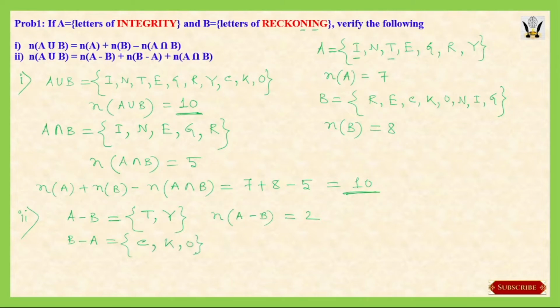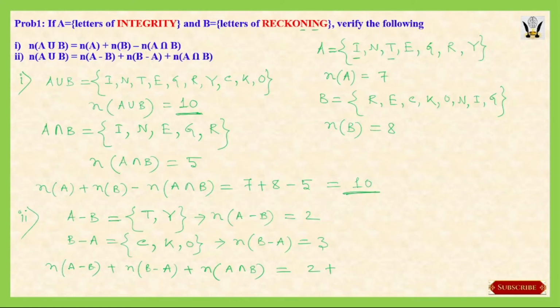So we have found three such elements. That means the cardinal number of that difference operation between B and A is 3. Now what operation do you have to perform next? The addition. So n of A minus B plus n of B minus A and then plus n of A intersection B. So the first cardinal number is 2 that we have found.